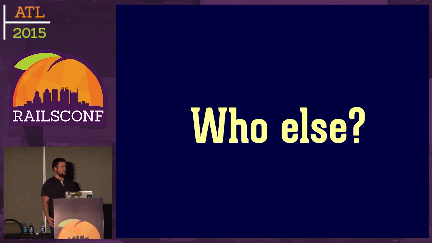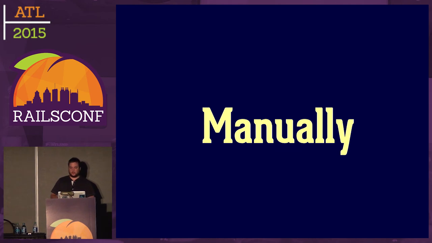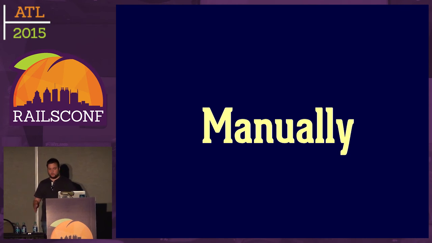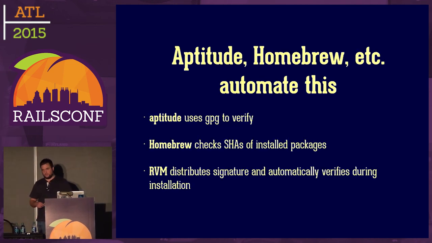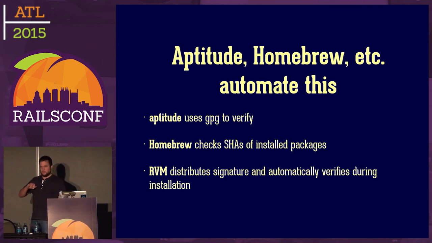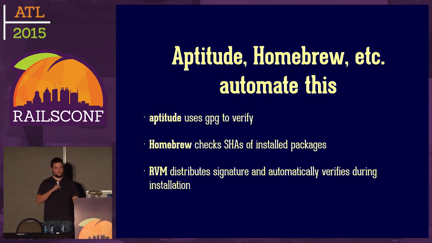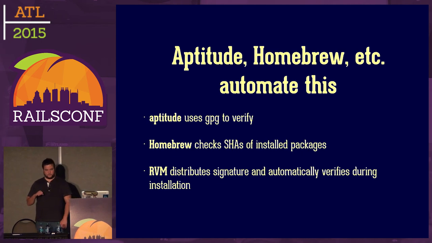Well, the most common and simplest way to do this is manually, just like we did when we installed GPG tools. It was an archive, so it's a single file that we could have gotten the SHA from. And this is what most of the packages are doing for us automatically. Aptitude, Homebrew, et cetera, automate this. So Aptitude uses GPG to verify. Homebrew has a SHA, so as long as you trust the Homebrew package itself, then you can trust that the person who authored the recipe for installing a piece of software has downloaded the right piece of software, the one that they expected to download.